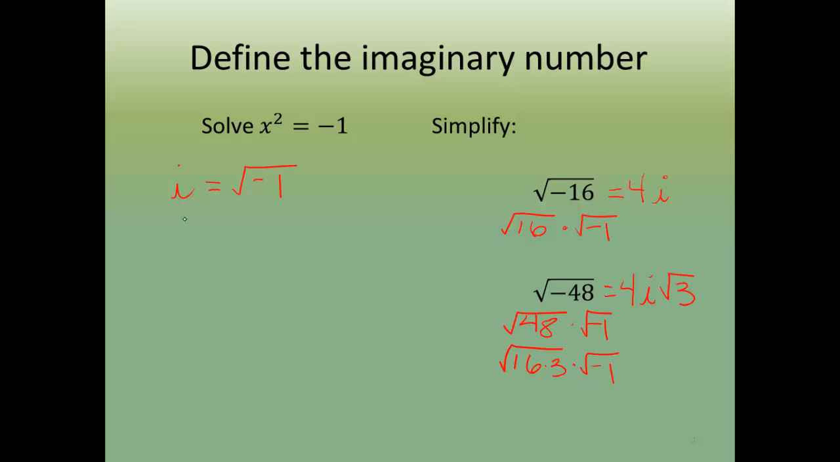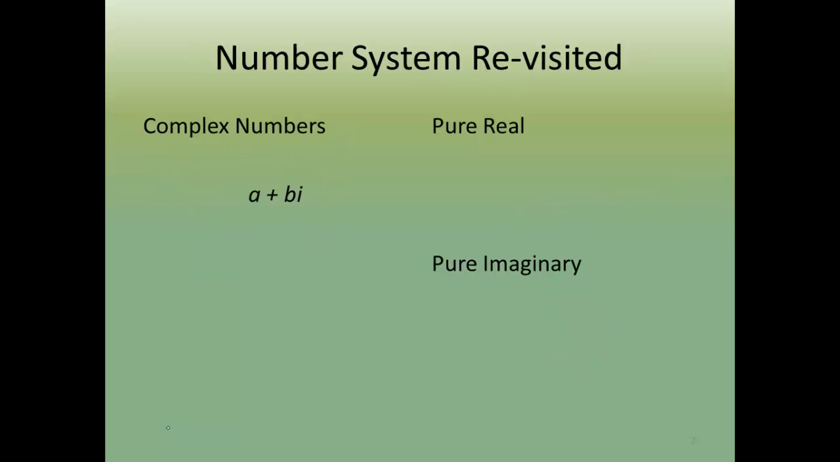Now the other thing you're going to see is if we define i to be the square root of -1, we can also square both sides and talk about i squared being -1, because the square root squared will leave me with just the -1. These are the two properties and the two definitions that you're going to work with a lot when it comes to i. So what we've created by introducing imaginary numbers are these things called complex numbers.